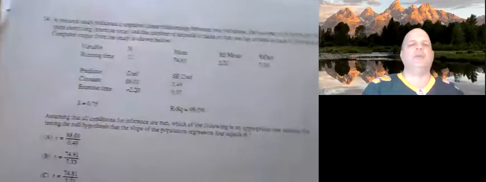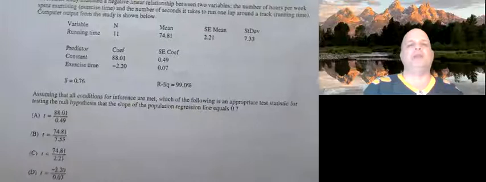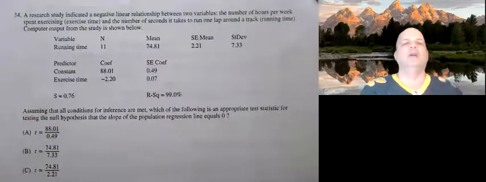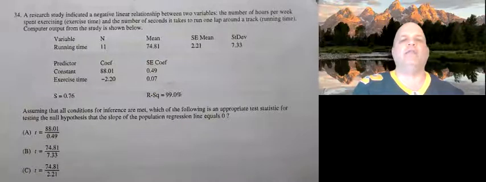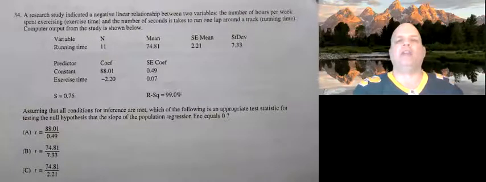34. 34 is an easy question, but people miss it because they didn't bother to memorize their formula. This is an easy one. A research study indicated a negative linear relationship between two variables, the number of hours per week spent exercising and the number of seconds it takes to run one lap around a track.